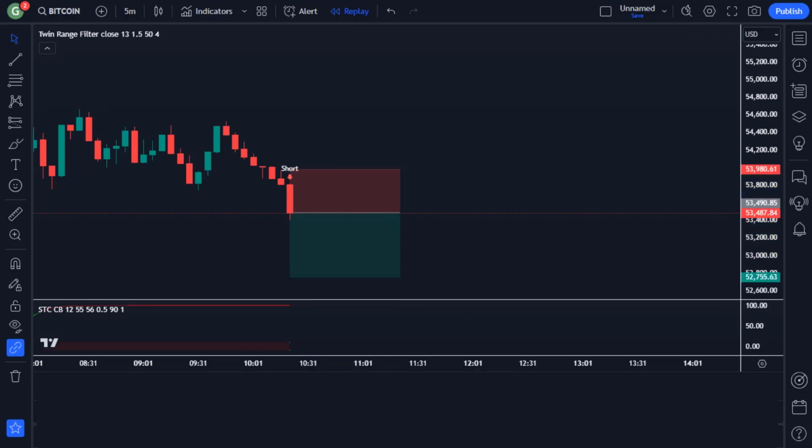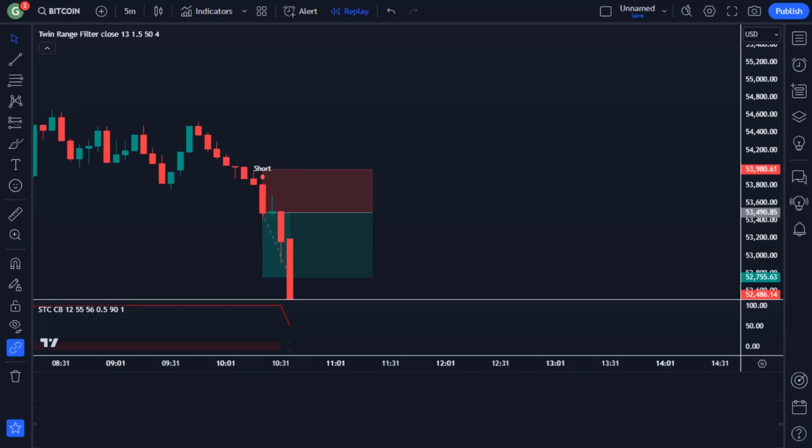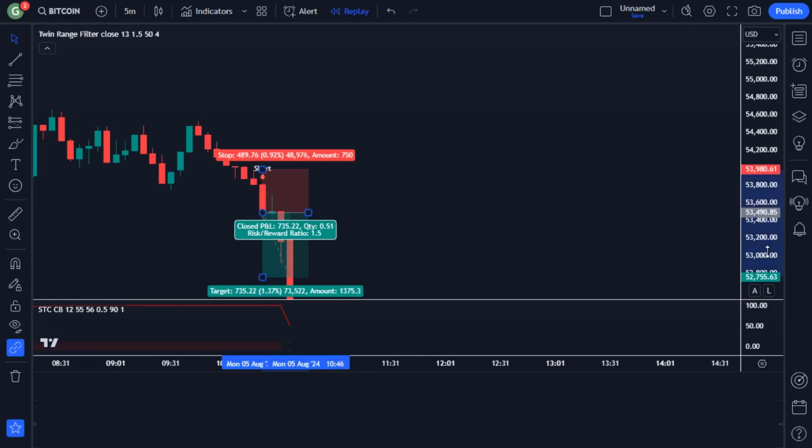How does this trade play out? The market has completely hit the target. I hope you must have liked this trading setup.